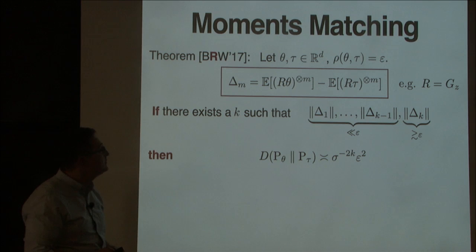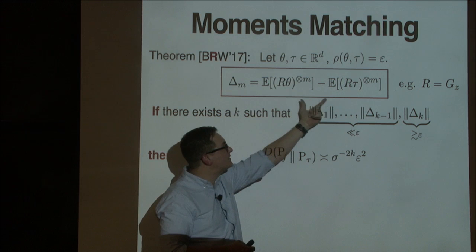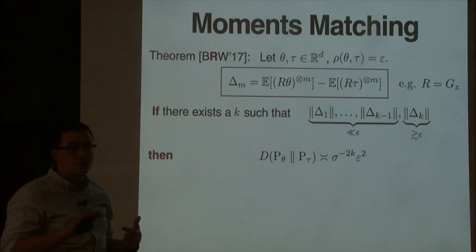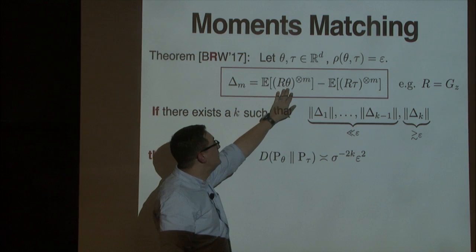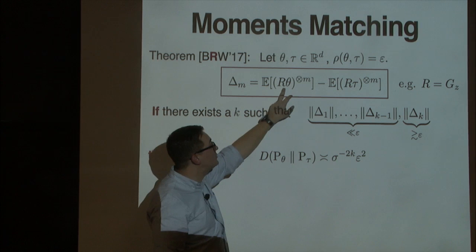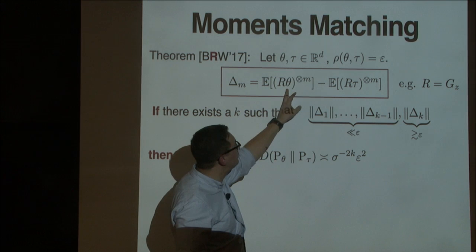So the key quantity here is this delta. Delta m is measuring the distance between moments of order m of my observations when I don't have the noise. What does it mean? Here, R theta is just a random group action, and this expectation is with respect to the random group action. I tensorize it to the m, so I have a tensor of order m here, and I look at the difference that I get for some theta and some tau.